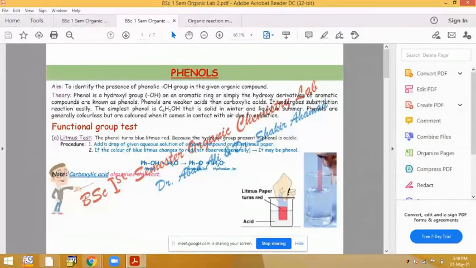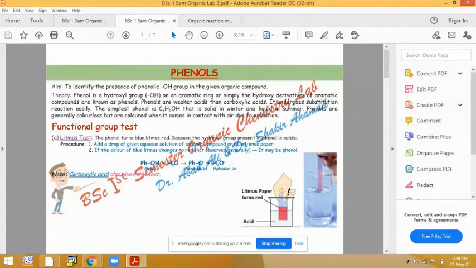Then you have to do the NaHCO3 test, that is the sodium bicarbonate test, which is specific for carboxylic acid. Carboxylic acids show the bicarbonate test due to the presence of carbon dioxide. Since there is no carbon dioxide or COO group in phenol, it shows a negative test. So with the bicarbonate test, we can differentiate between the acid and phenol group.